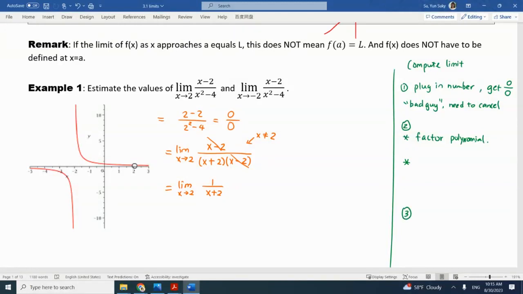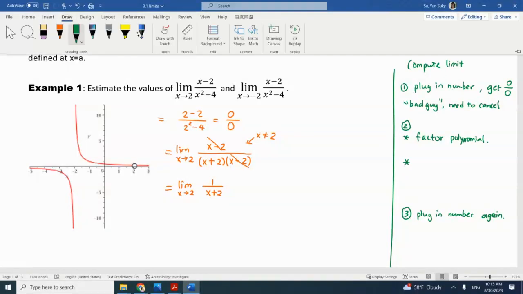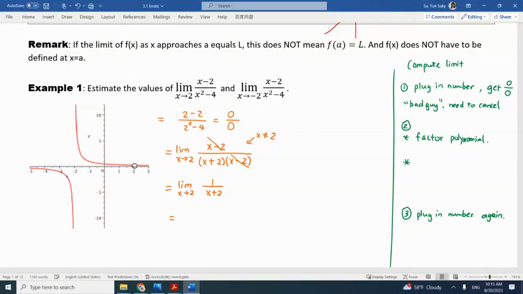So step 3: after you cancel the bad guy, you can plug in the number again. Now we plug in the number again. The number x goes to 2. You replace x by 2. What is that? 1 over 4. So the limit is 1 over 4.